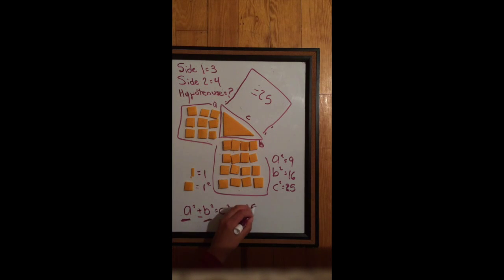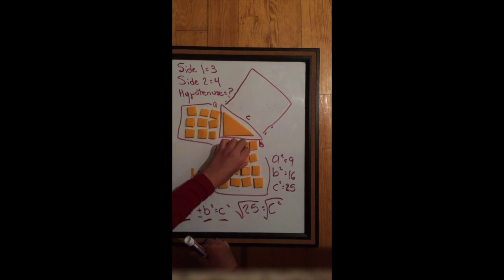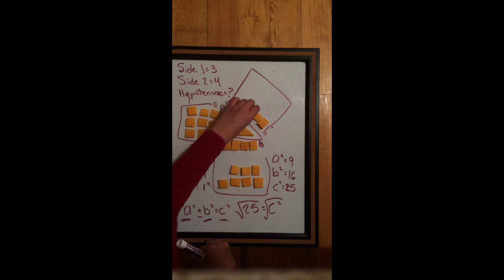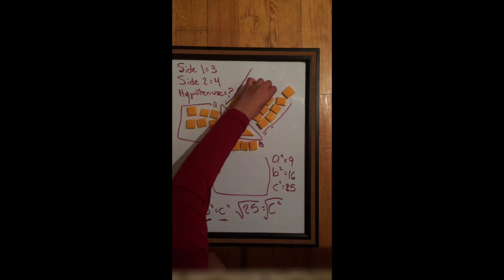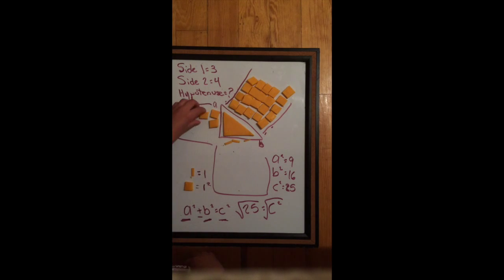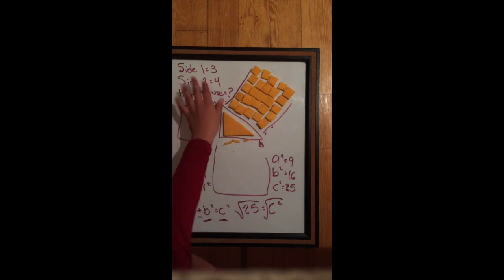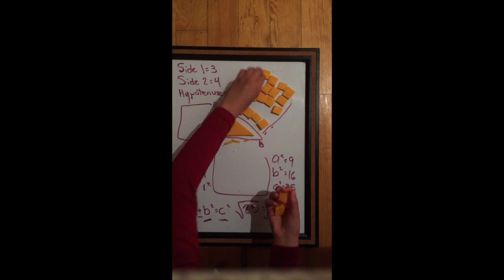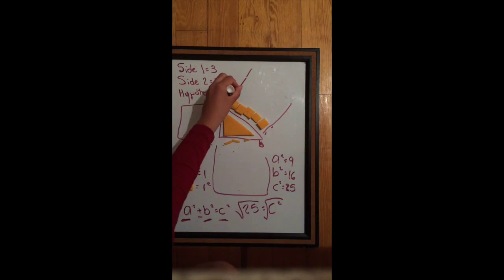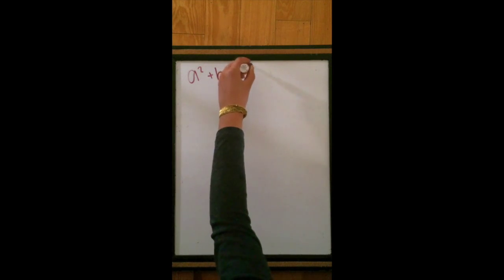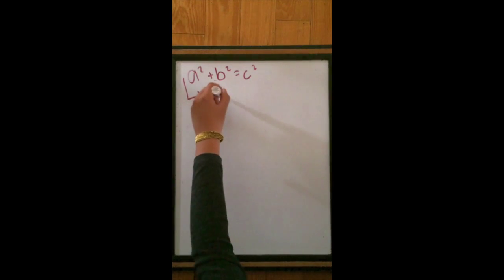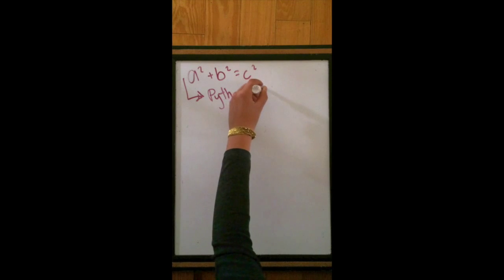So now we know what c squared is supposed to be, but in order to find c, we have to square root it. So let's fill in this hypotenuse with the c squared, so 25. In order to find the square root, we have to take away all the extra squares, and that leaves us with 5, so c equals 5. So what we know now is that Pythagoras' theorem is a squared plus b squared equals c squared.